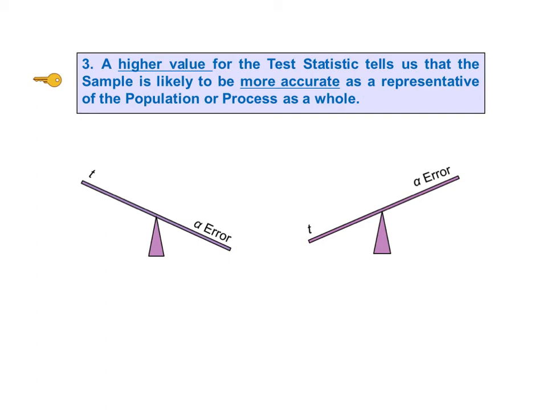The seesaw or teeter-totter on the left illustrates this for the test statistic t, and the one on the right shows the converse. A low value for t corresponds to a higher probability of an alpha error.